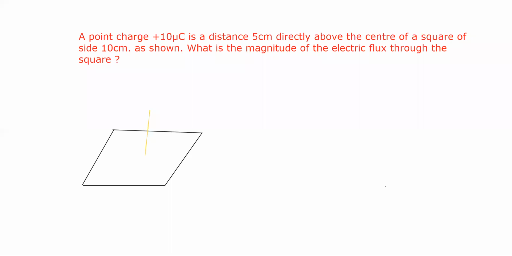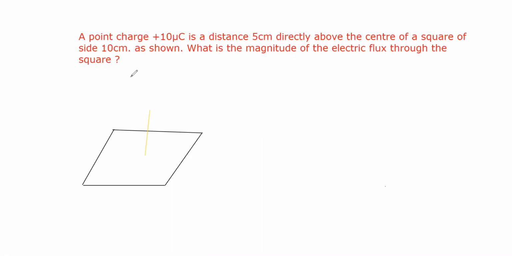Now we solve an NCERT textbook problem. Electric Charges and Fields, problem number 1.18. Here a point charge of 10 microcoulomb is placed 5 centimeter directly above the center of a square of side 10 centimeter, as shown. What is the magnitude of electric flux through the square?